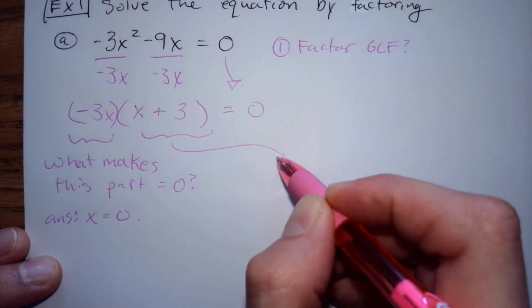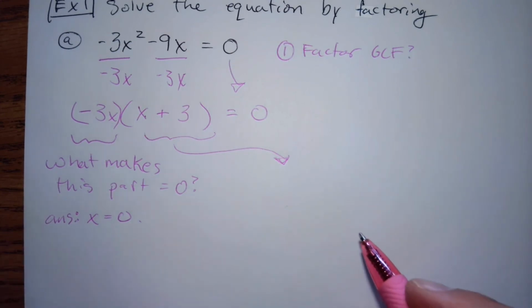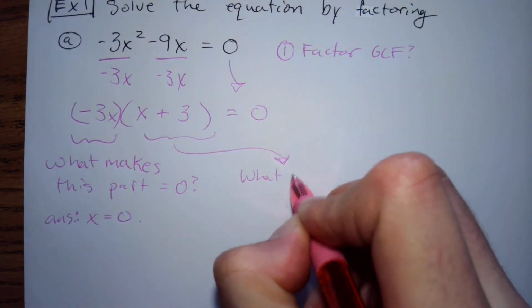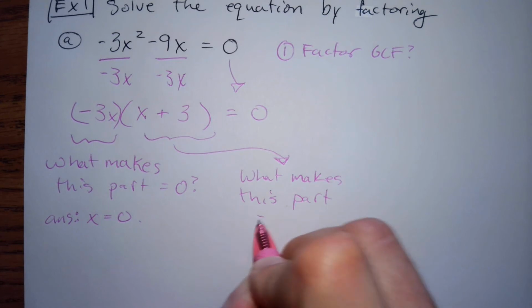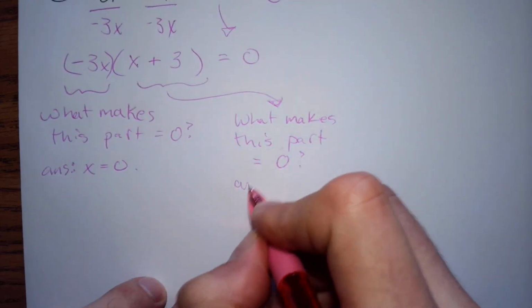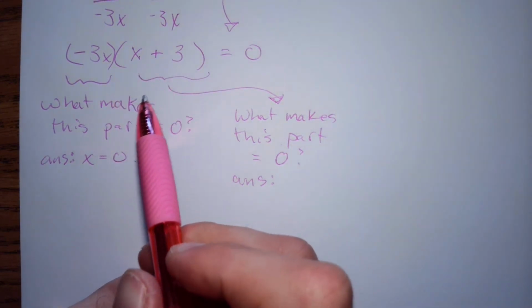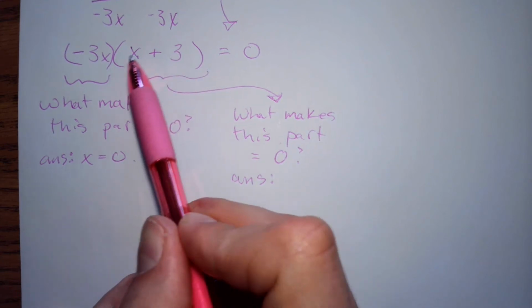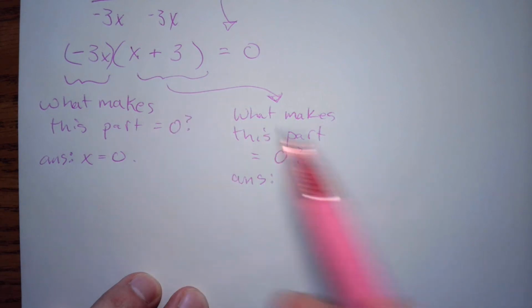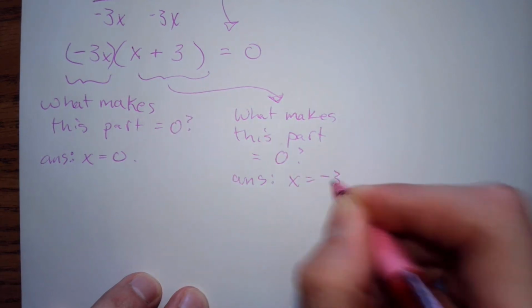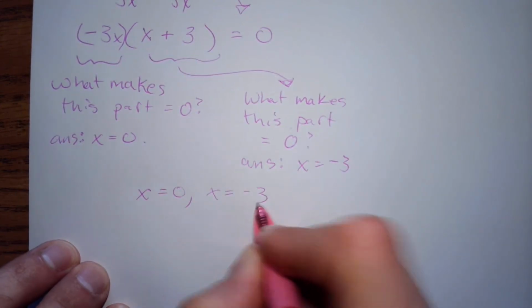And then same question on this piece. What makes this 0? If I plugged in something, what makes this 0? 0? No, if I plug in 0 here, 0 plus 3 would be 3. That's not equal to 0. Negative 3, right? So x equals negative 3. So our two answers are x equals 0, x equals negative 3.